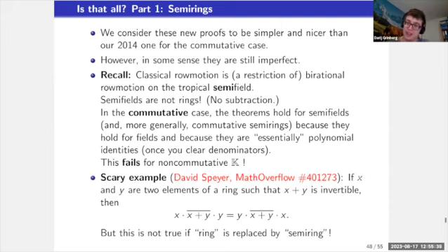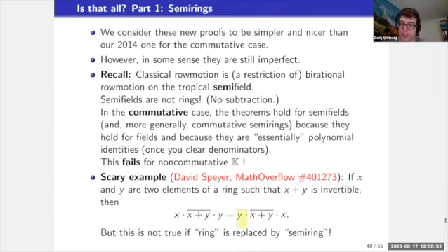In fact, here is a pretty annoying example. This is an identity that is true for any ring. Whenever x and y are two elements of a ring such that x plus y is invertible, then x times (x plus y) inverse times y is y times (x plus y) inverse times x. This is a beautiful little problem in abstract algebra. I mean, I gave it as a homework problem in my algebra class. Actually, it's pretty simple, but the fun thing about it is that it's not actually true for semi-rings. It's true for rings. David Speyer found this on MathOverflow. So this is an answer to my MathOverflow question.